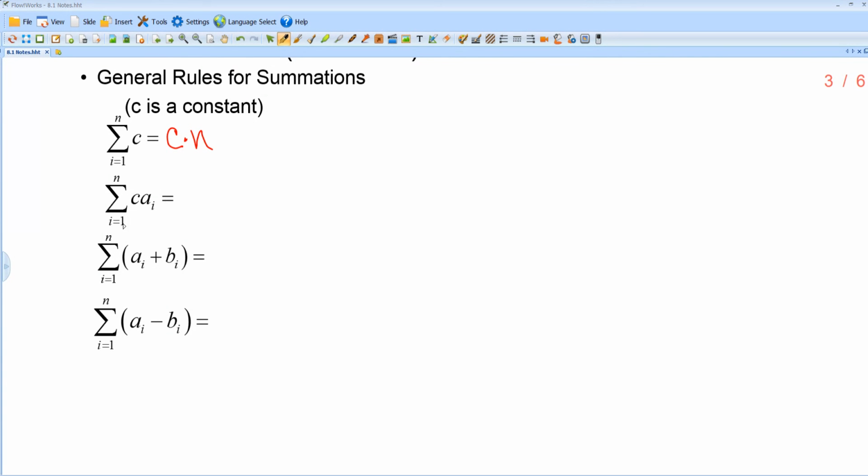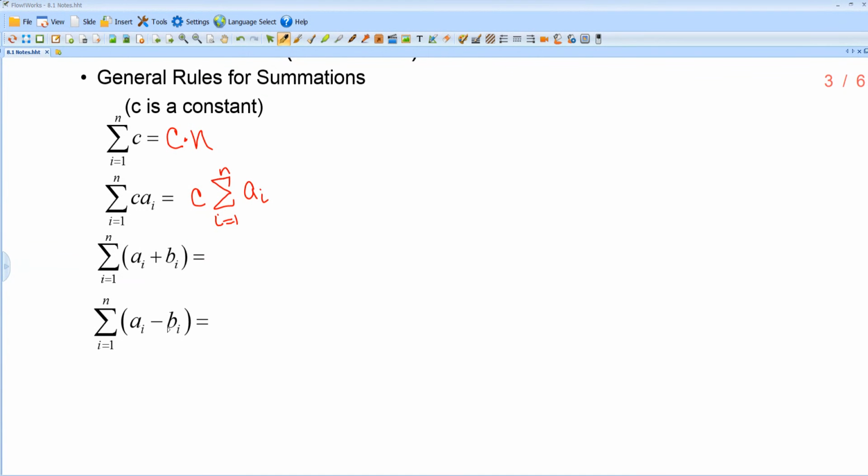If I have the summation of 1 to n of C times a sub i, meaning there is some sequence here that depends on the index, what I can do is factor that constant out and multiply by the sum from 1 to n of a sub i. So that one just allows us to pull the constant out of this and take the sum of the actual thing that is changing on its own.